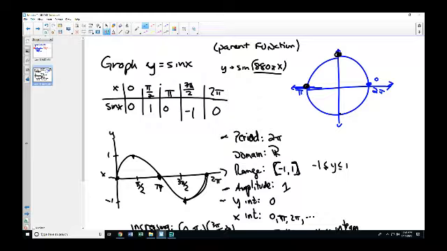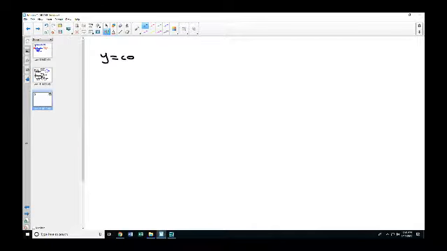All right, cosine. Cosine is the same as sine, it's just shifted 90 degrees or pi over 2 units. That's it. So it's the same development using a table of values from the unit circle. What you'll see is that it's just shifted a little bit.